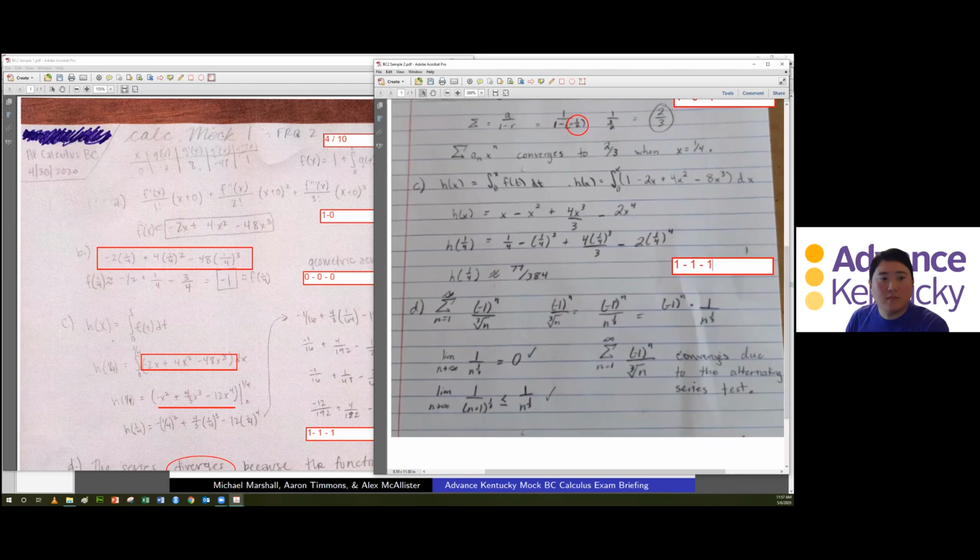All right, and then part D, we see that they're attempting to talk about the limit going to 0. That's good. That's one element. The next one, it seems like they've got that it converges. As a reader, you want to go through and look for "converges" somewhere. Yeah, they do have the converges point. So we do have the first point.